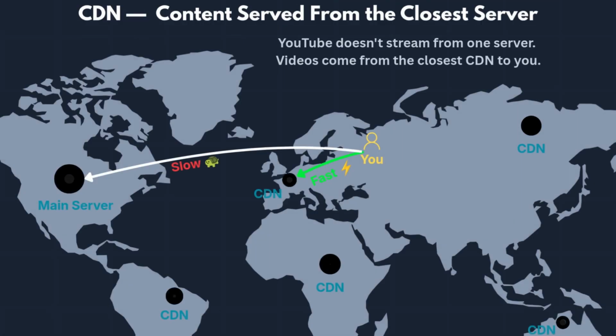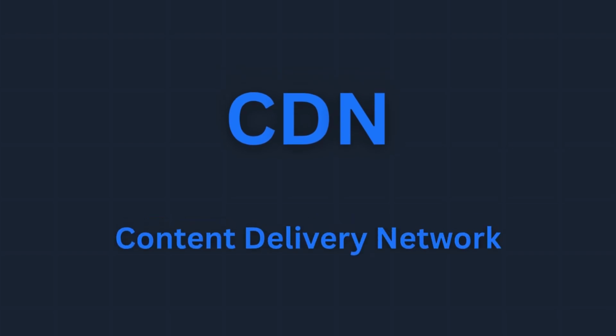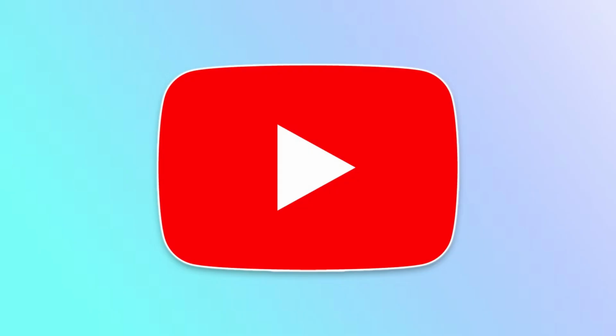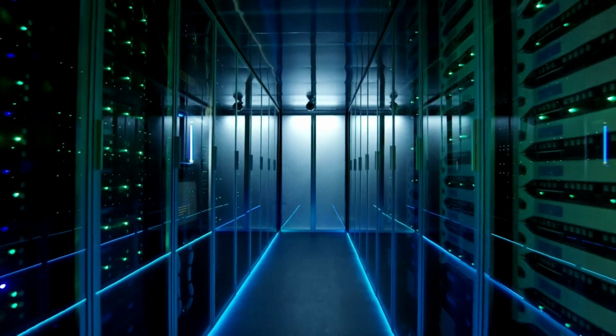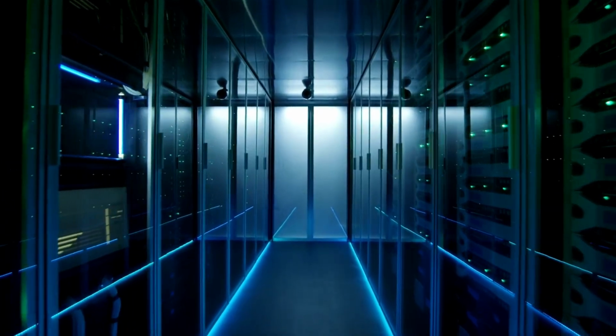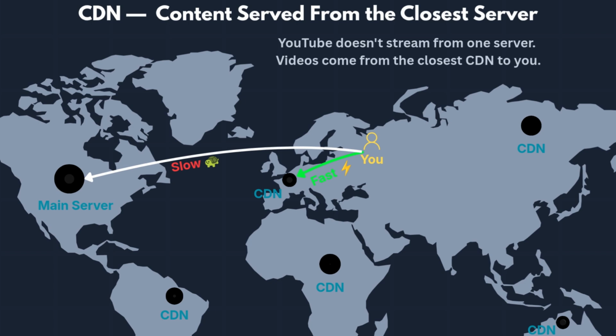Last thing, have you ever wondered how YouTube loads a video instantly, even though YouTube's servers might be thousands of kilometers away? The answer is CDN, Content Delivery Network. Platforms like YouTube and Netflix don't serve everything from one server. They have copies of their content stored on servers all around the world. When you press play, you're not connecting to a server in the United States. You are connecting to the closest server to you. That's why it loads in seconds.